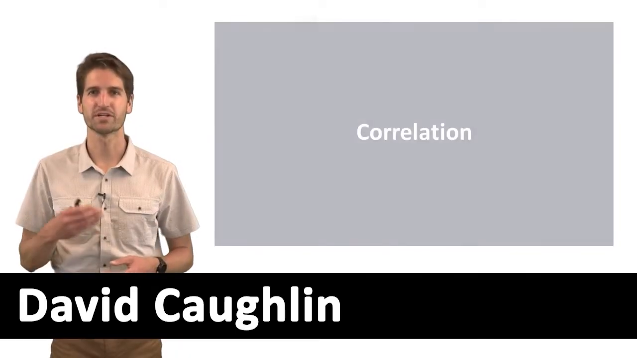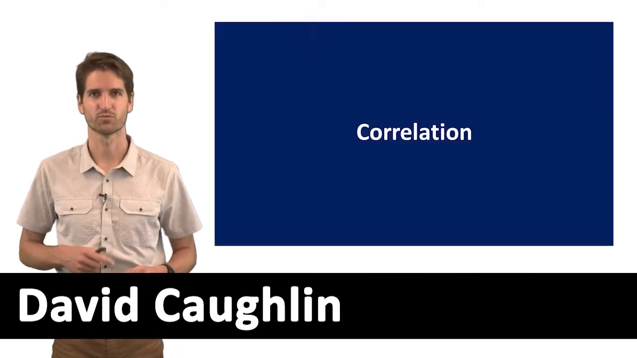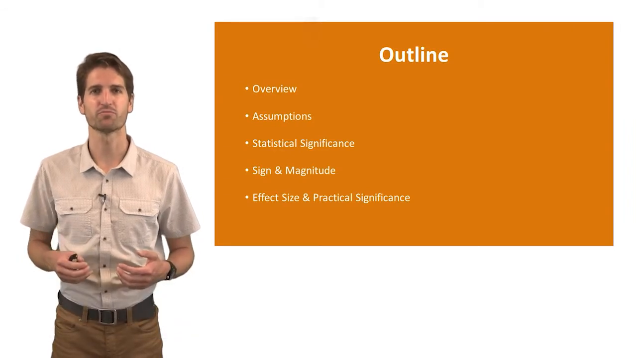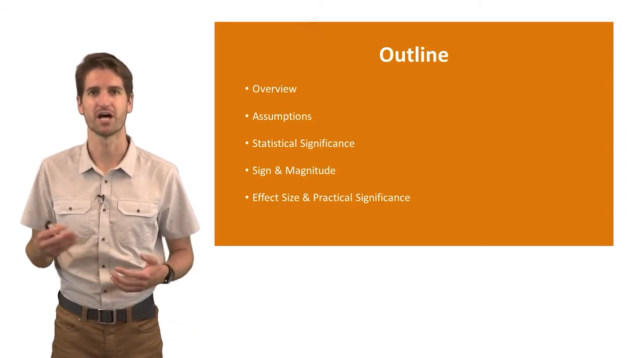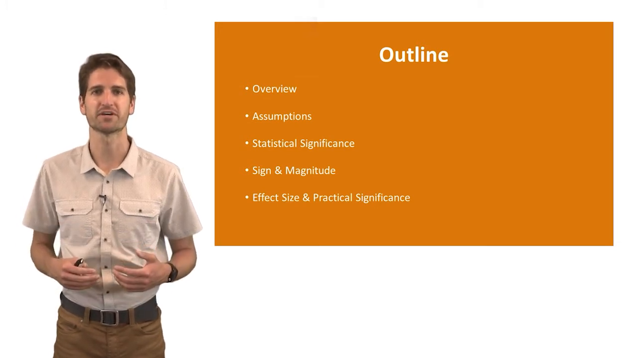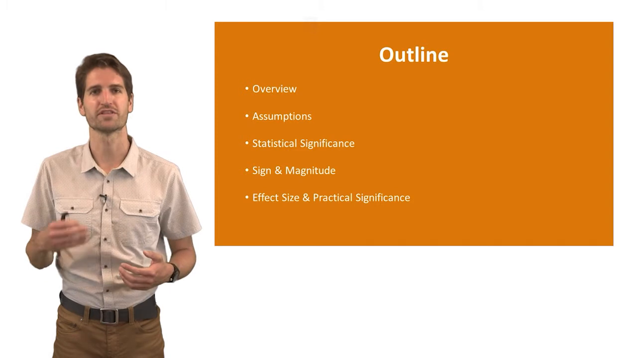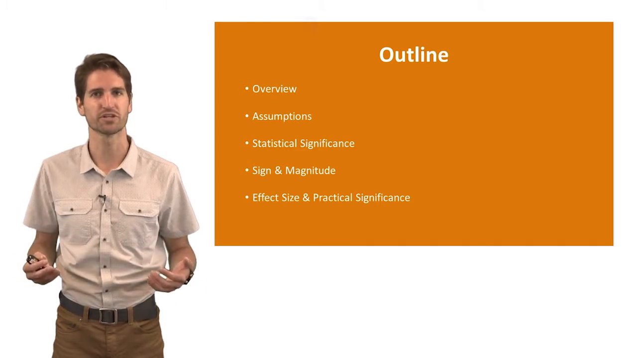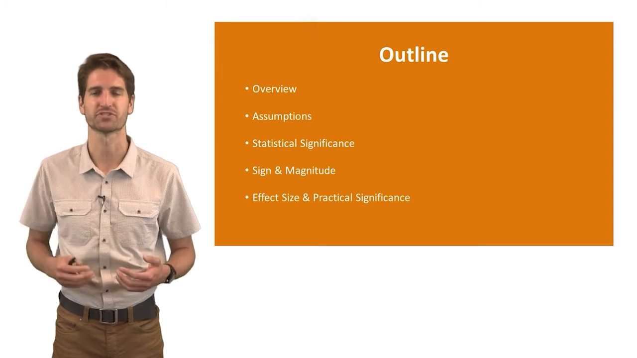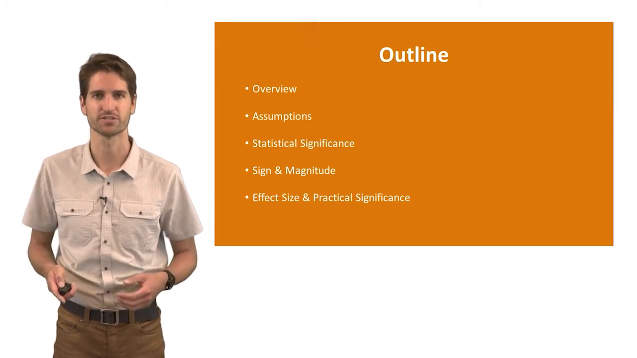In this lecture, we're going to discuss the correlation. We'll start with an overview of what a correlation actually is. We'll follow that up with a discussion of the assumptions underlying a correlation from a statistical perspective. We'll move on to talking about statistical significance, follow that up with the sign and magnitude of correlations, and then finish up by talking about effect size and practical significance in the context of correlations.